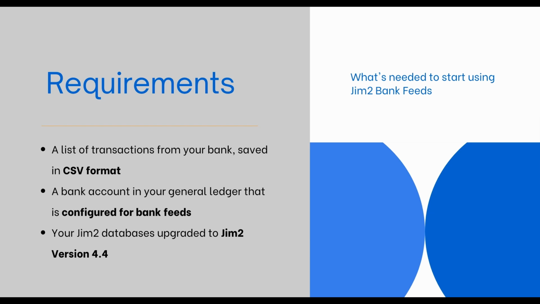To use bank feeds, you will need to have downloaded a list of transactions from your bank in CSV format for importing into Jim2. You will also need to link at least one bank account in your general ledger to the bank that it represents.